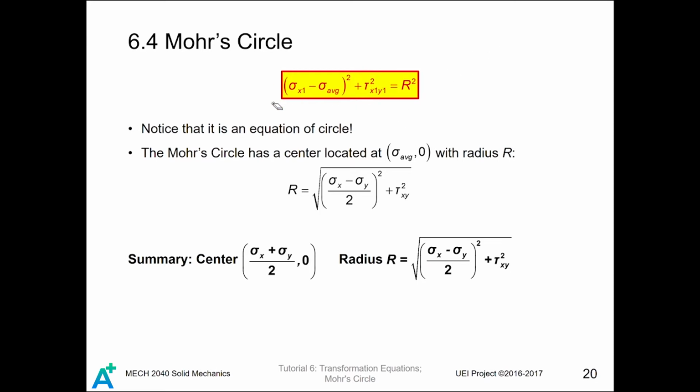Then you can observe that it is an equation of a circle. The Mohr circle has a center located at sigma average, 0, with the radius r, by using the knowledge you learned in secondary school about the equation of a circle. And recall that r equals this expression. In summary, when you want to draw a Mohr circle, bear in mind the center and the radius.